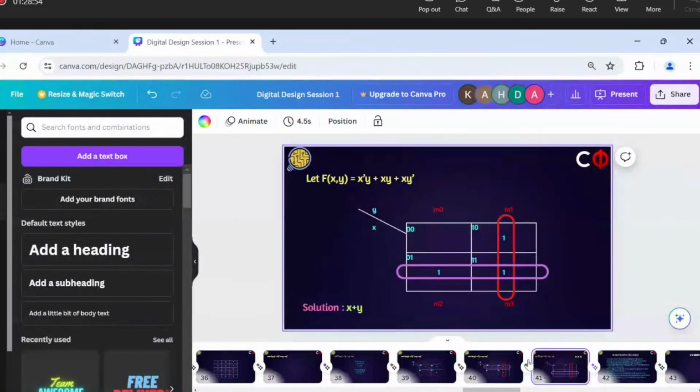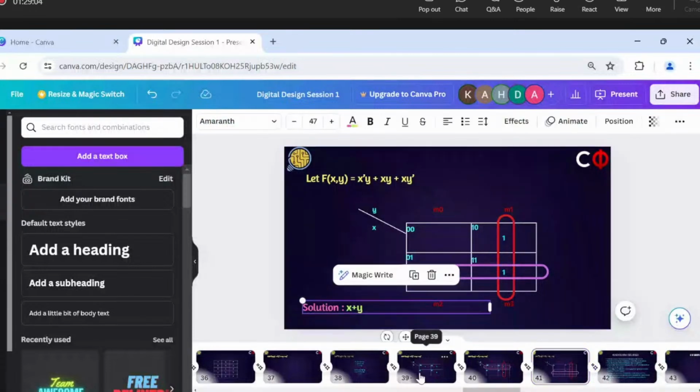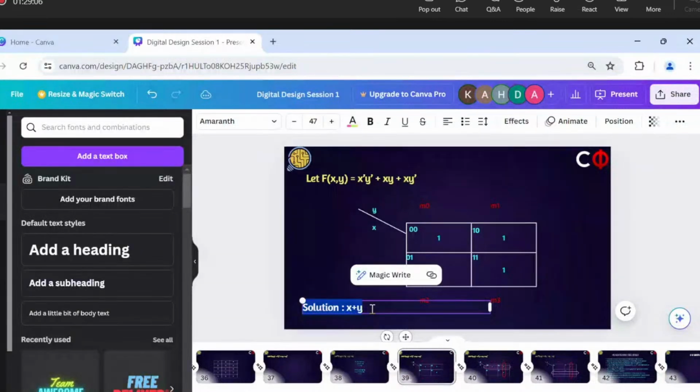Okay, hope this is clear, right? Or I'll put this solution in the next thing. I don't want it here. I'll put it in this grouping part. And this is exactly how it is done. Am I clear, like with this example?